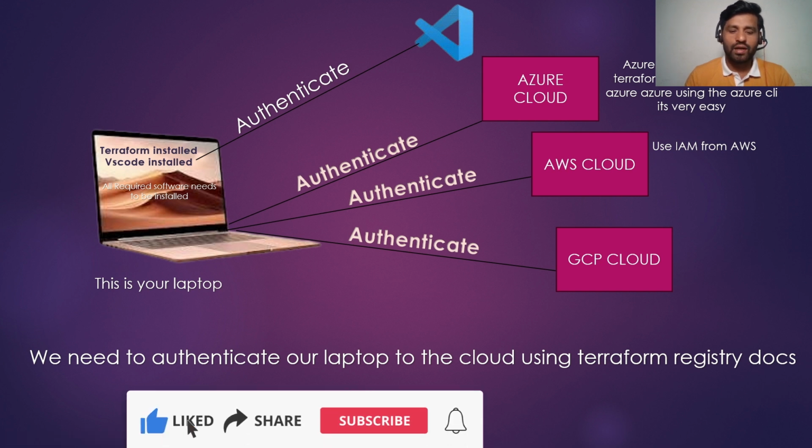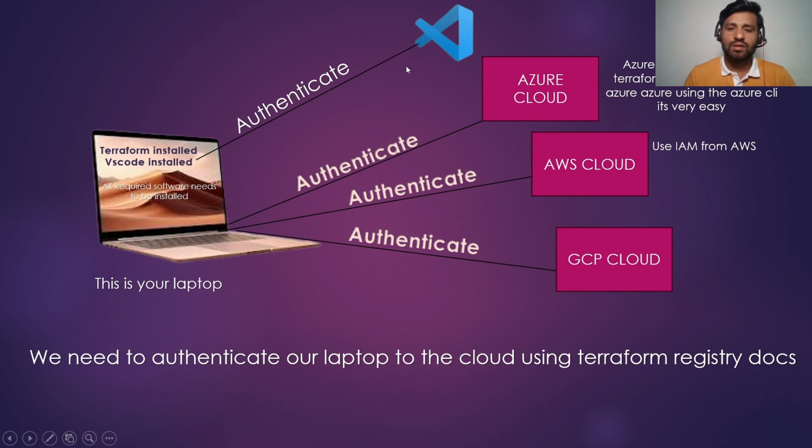Then we need to authenticate our laptop to the cloud using the Terraform registry docs. If you are using Visual Studio Code, then with Visual Studio Code also you can authenticate. You just need to create a folder and open that directory using Visual Studio Code, then it can be done there. We'll see practically how we can do this authentication here. Then authenticate to Azure Cloud. We'll see how to do this practically. I have also shown AWS and GCP here, and I'll show you those in future. I tried to show multiple clouds here, but I think Terraform works with more than 100 clouds. So let's go to the next screen.